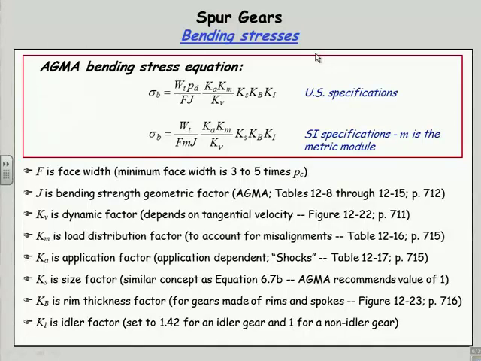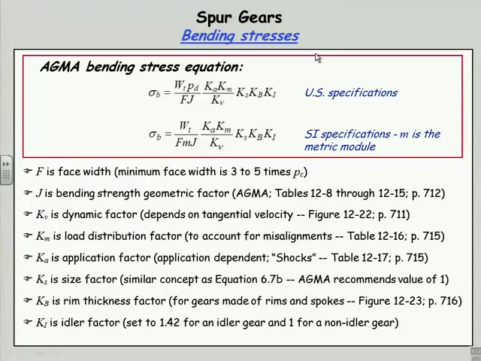They're listed right here in this table, as a matter of fact. Well, let's just go through the table. I've already talked about F is face width, J is the modern version of Y. KV is a dynamic factor which depends on tangential velocity, and there's a figure right out of AGMA's manuals that lets us select that number appropriately. And I'll show you each of these in turn. This is just a preview.